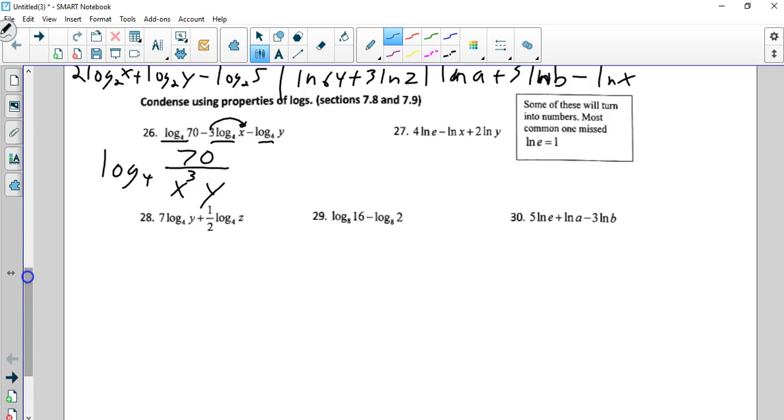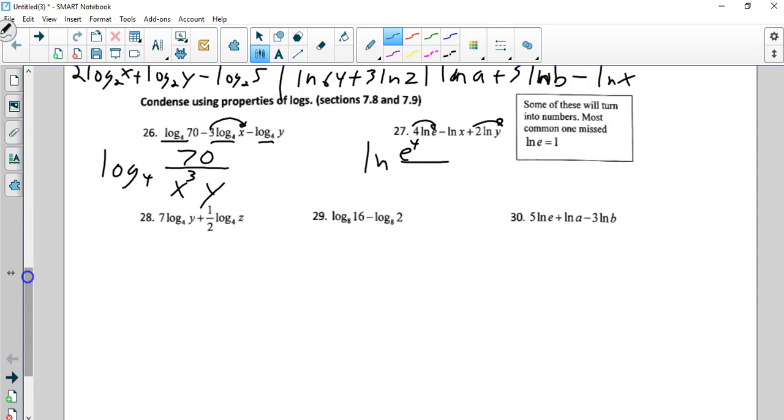27. Now this one's tricky. And there's actually 2 answers, and they're both correct, depending on how you look at it. If you think about this, and put the 4 up there and the 2 up here, and you write ln only one time, which it says to do, condense. So that would be, you have a subtraction symbol, e to the 4th on top.